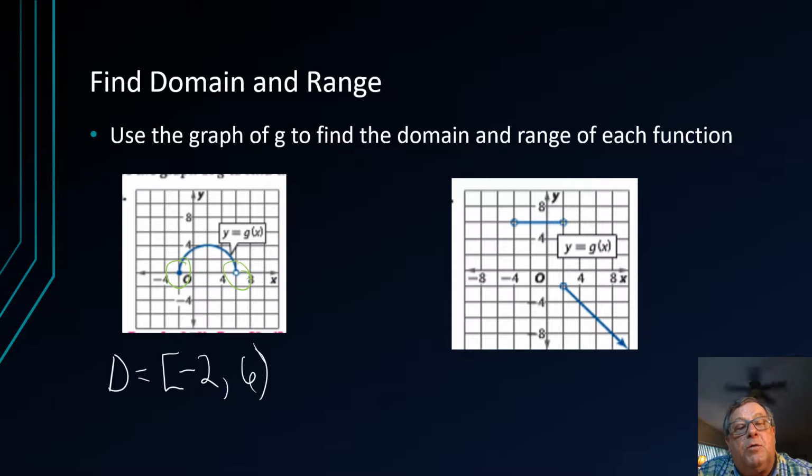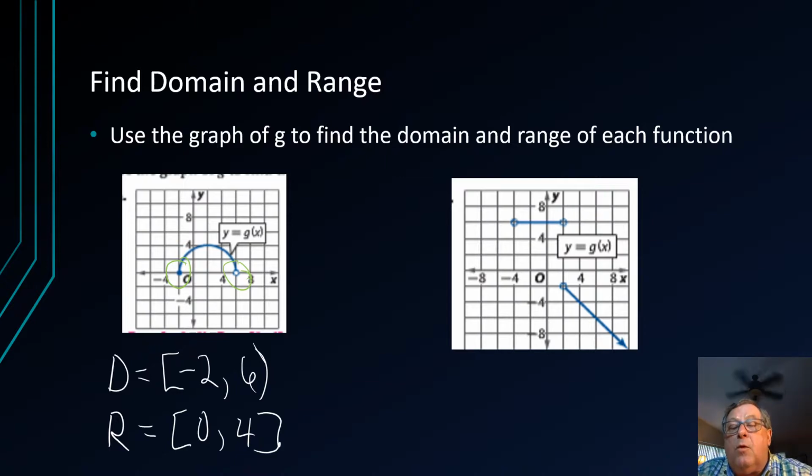Now, what about my range? What's happening on my vertical axis, my y values? Well, I see that it does not drop below 0, so it doesn't include any negatives, and it goes up to 4, but it does not go above 4. It does appear to equal 4. So my range then is going to equal, and I'm going to use brackets on both, 0 and 4, bracket.